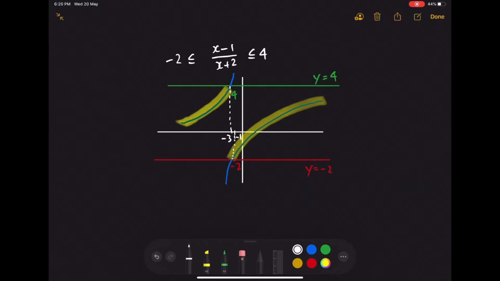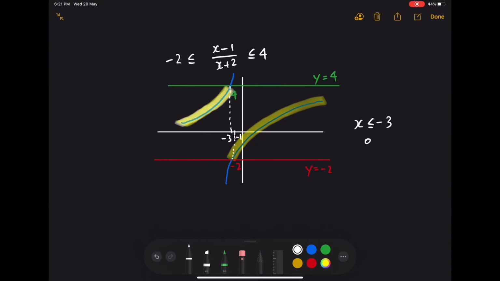So once you get that, all you need to do is to write down the range. You can see that from here we have our -3. So we start from here at -3 all the way towards the negative side, which is less than -3. So we have one of the ranges to be x is less than -3.